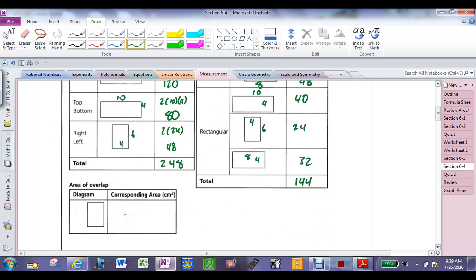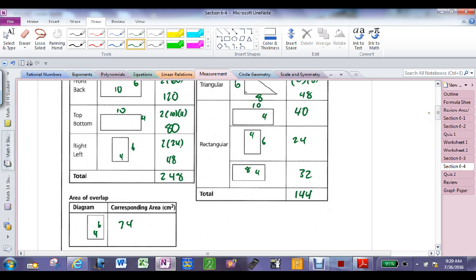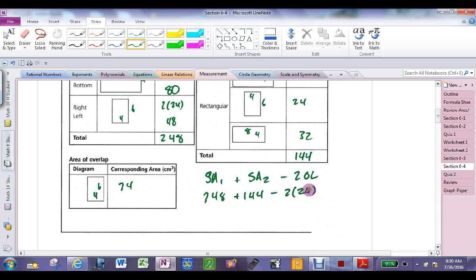And then your overlap is, of course, and then you just do the math. Surface area 1, 248, plus surface area 2, 144, minus 2 overlaps, 2 times 24. Now, before you even go to your calculator, 2 times 24 is 48, isn't it? So 248 minus 48 means I got 200 plus 144, which is 344. Okay? There's no good shortcut. There's nothing to do with it except figure it out.